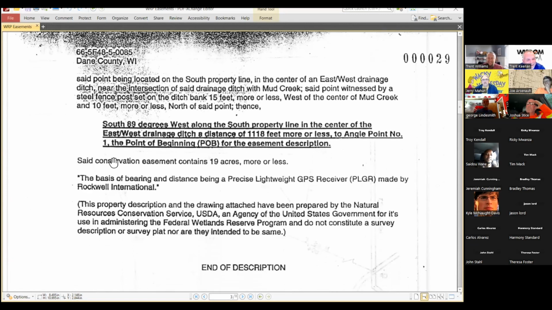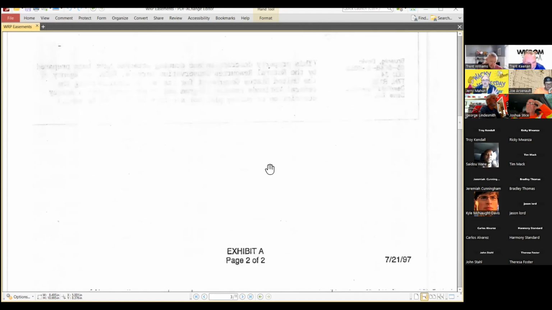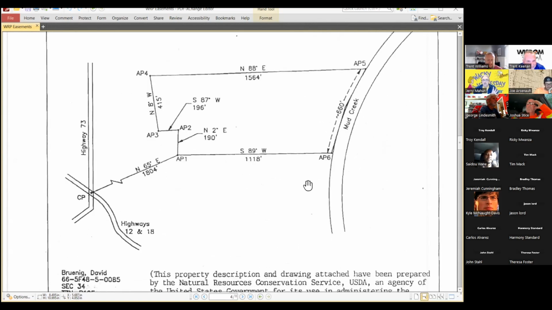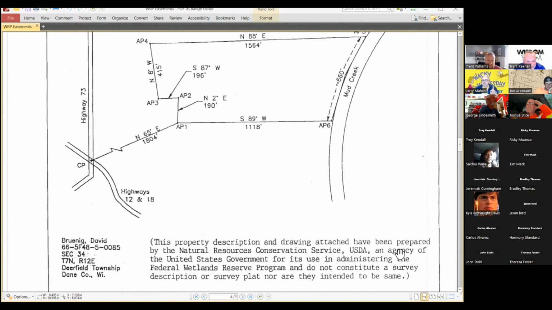Then it goes all the way down, about the conservation easement contains 19 acres, more or less. The basis of bearings and distances is a precise lightweight GPS receiver made by Rockwell International. Oh my God. Now, this is the property description of a drawing attachment prepared by the National Resource Conservation Service. Okay, so it says this is the description, and the attached map is part of the description. So here's the map. Oh my gosh. This property description drawing attachment prepared does not constitute a survey description or a plat. So basically what the description is saying is the description and the plat. This is out of the deed.